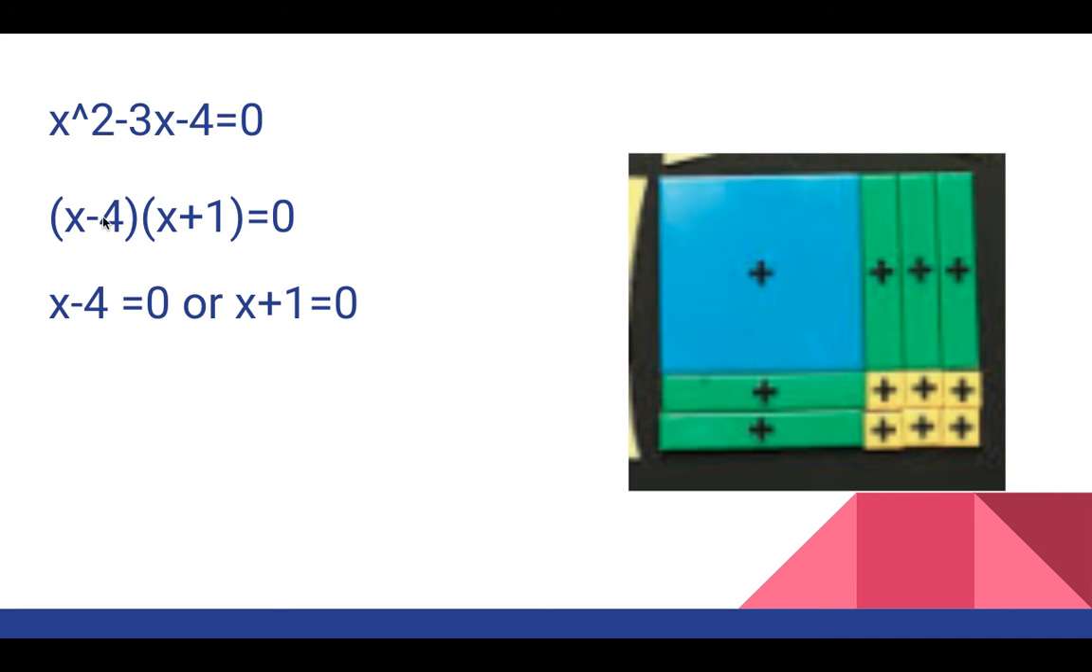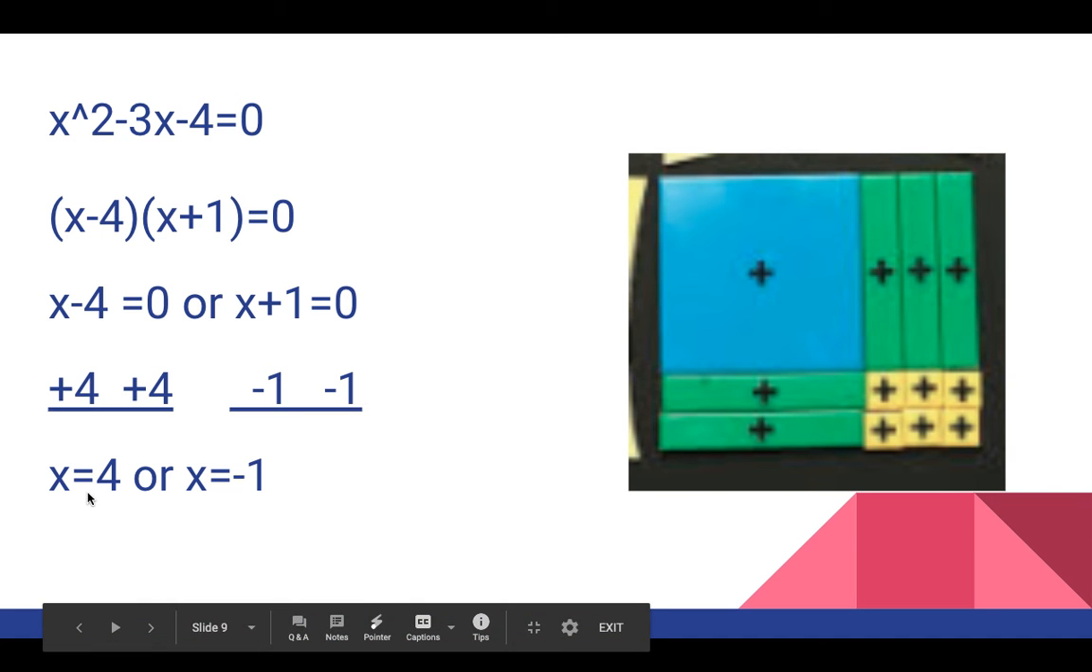So since the two numbers are -4 and 1, we would say x minus 4 times x plus 1. Now, if we wanted to solve for that, since it's equal to 0, we would say x minus 4 is equal to 0, or x plus 1 is equal to 0. So for these two things to multiply to 0, that means one of them has to equal 0. So now we need to solve for x. So we're going to add 4 on both sides for the first equation and subtract 1 on both sides for the second equation. So x is equal to 4, or x is equal to -1.